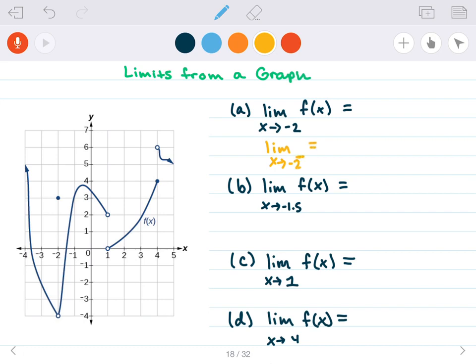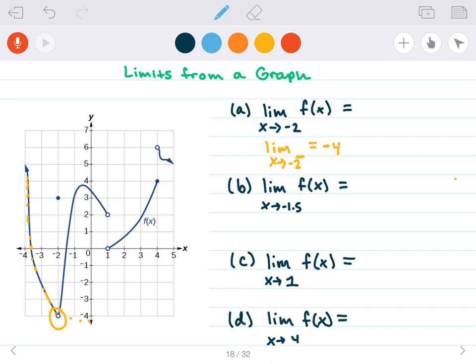As x goes to -2 from the left, we're coming, and we converge on this y value of -4. It doesn't matter that it's undefined. Remember, with limits, we don't care if what it's going to is undefined. Okay, so this answer is -4.